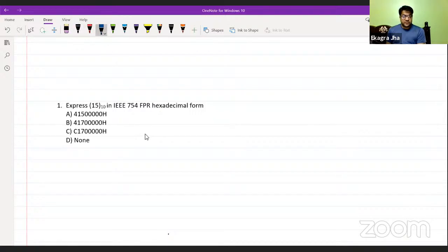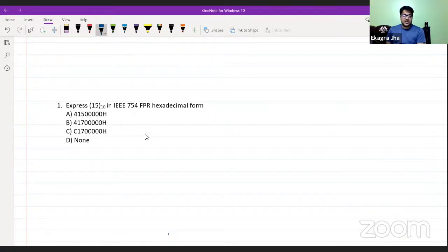So let's start with the first question today. Express 15, which is in decimal, in IEEE 754 FPR hexadecimal format. And we have four options. IEEE 754 is the standard IEEE format used to represent floating point numbers. We need the 754 FPR hexadecimal form, as the options are given in hexadecimal format. So we need to convert 15, which is in decimal, into the hexadecimal format of 754 FPR based on IEEE standards.